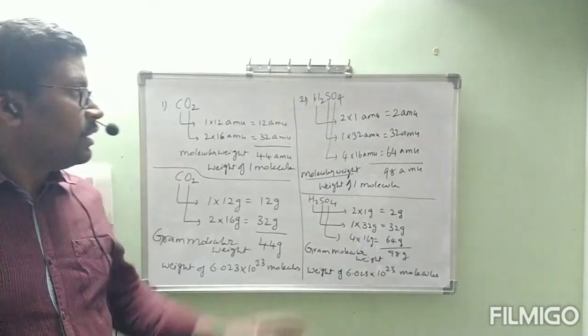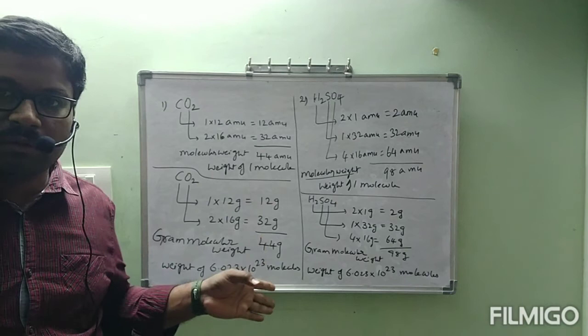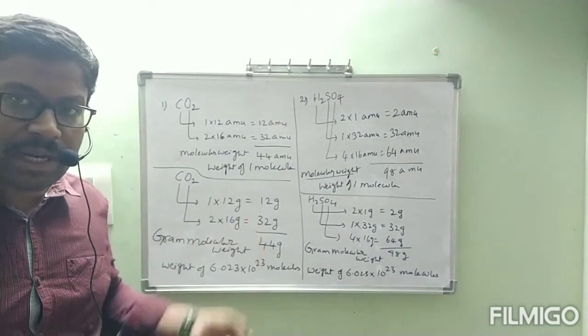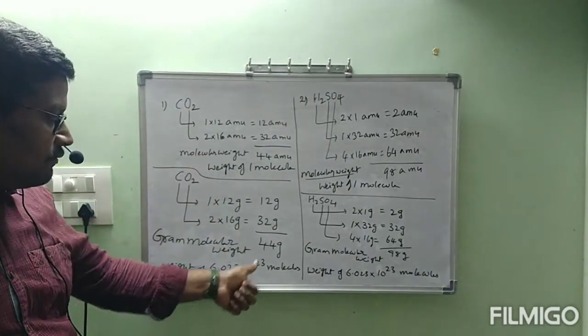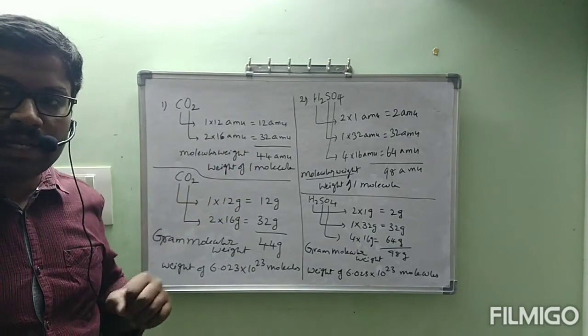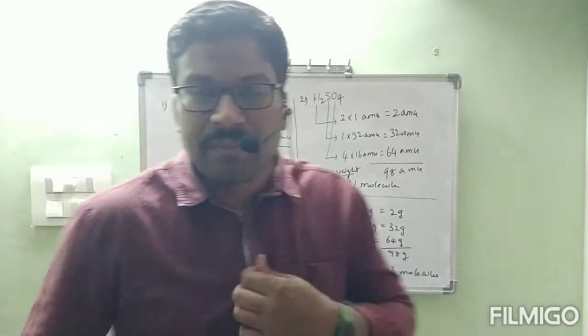Okay? I hope you understood everything. See the difference between molecular weight and gram molecular weight. CO2 gram molecular weight, this one is 44 grams, molecular weight is 44 AMU. Okay, in this way according to the question we have to give the answer. Okay?